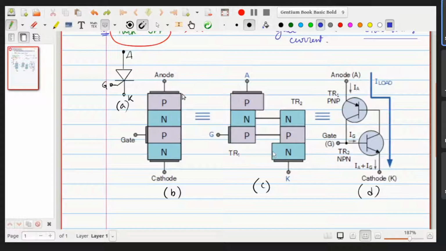So first and foremost thing, this is important to note: when do we refer to the device as being in the on state? When there is a huge diffusion current flowing between the anode and cathode of the device. And when there is only a small leakage current flowing, then we refer to it as the device moving into the off state. So this is the important point. And the transition from off state to on state is going to be determined by the gate current.